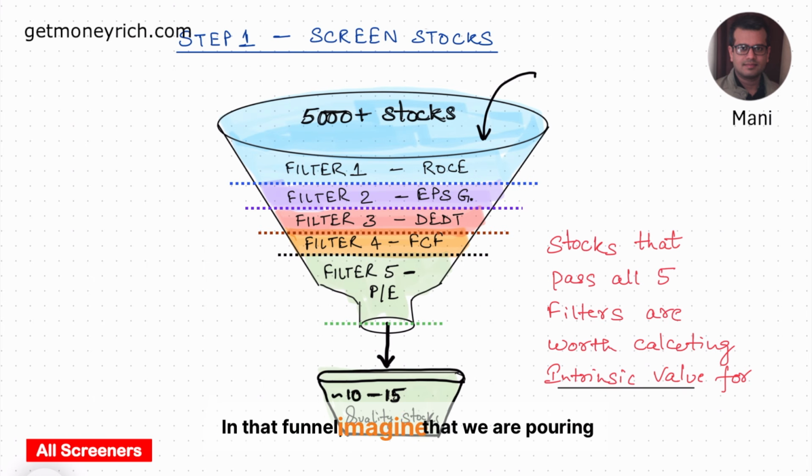In that funnel, imagine that we are pouring all those 5,000 stocks that we have in the stock market, and then inside that funnel there are 5 filtering sieves we have put, and the function of all these sieves is to filter all the stocks one by one based on certain criteria. So the first criteria that we have used is return on capital employed.